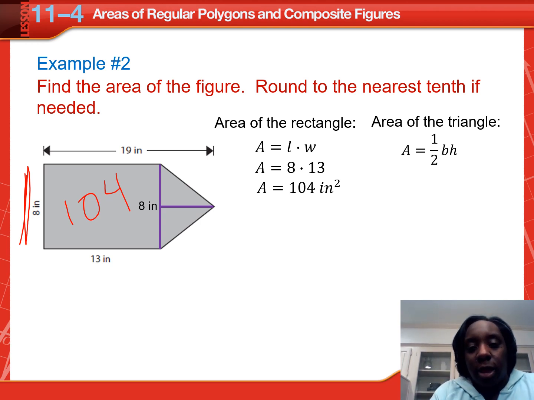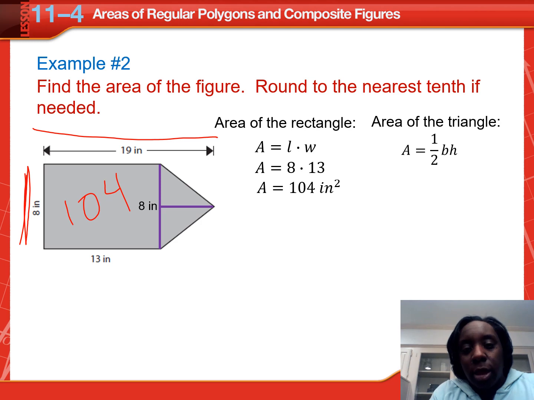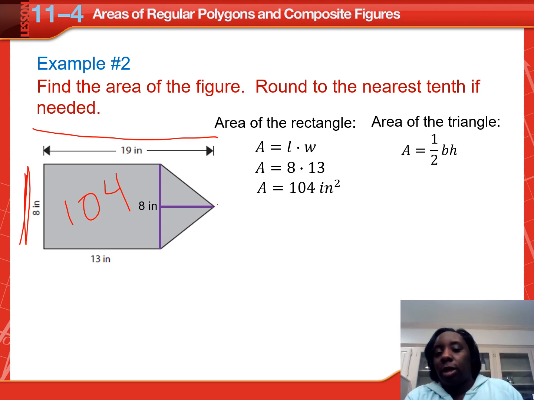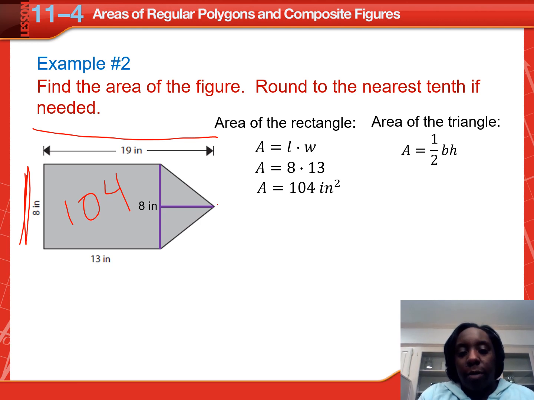Well, if I look, they're giving me that this long length right here at the top is 19. So they are saying 19 goes from here all the way to here. And I keep touching my screen because it just keeps zooming, so you've got to ignore that.